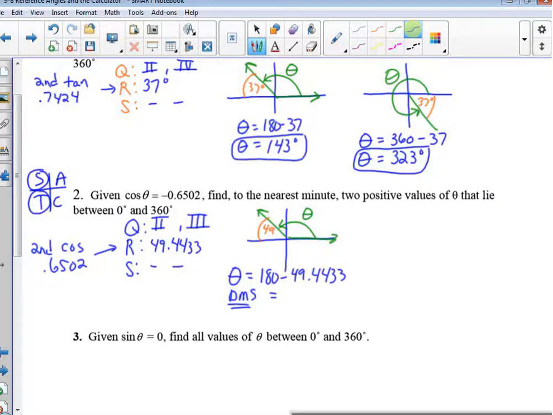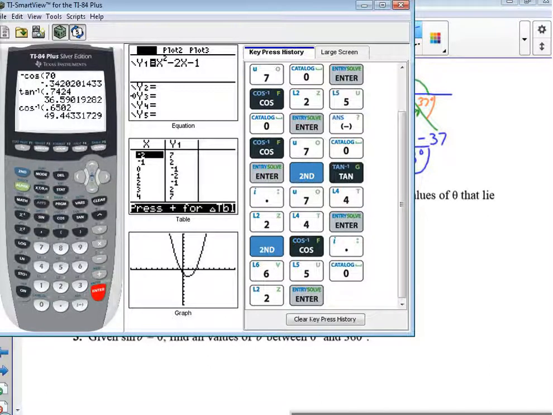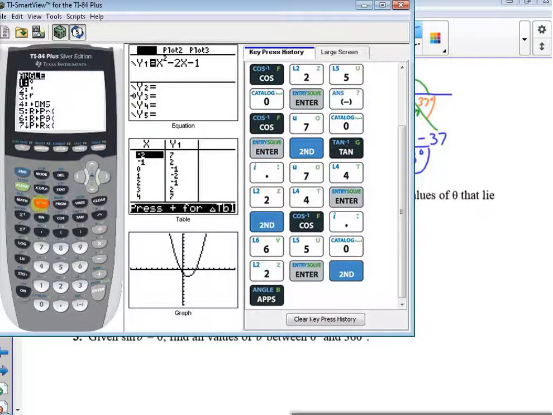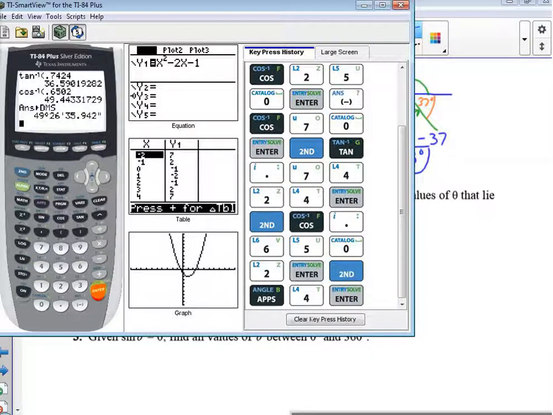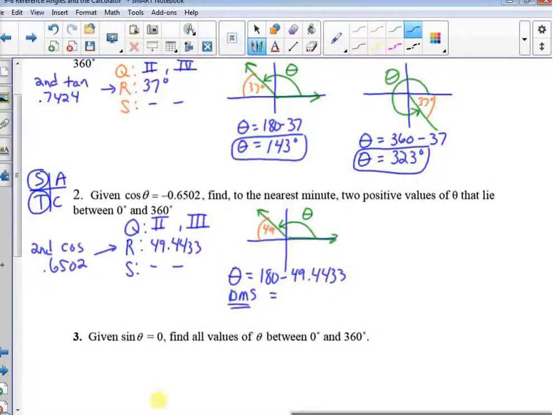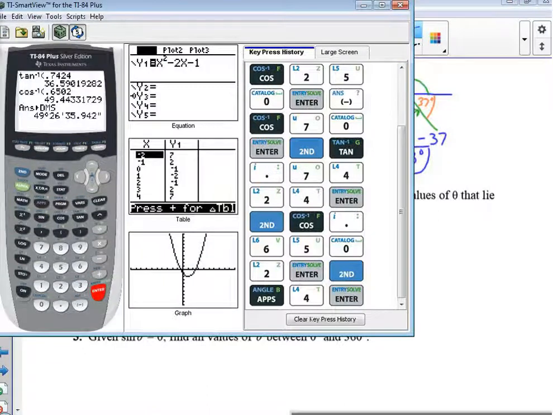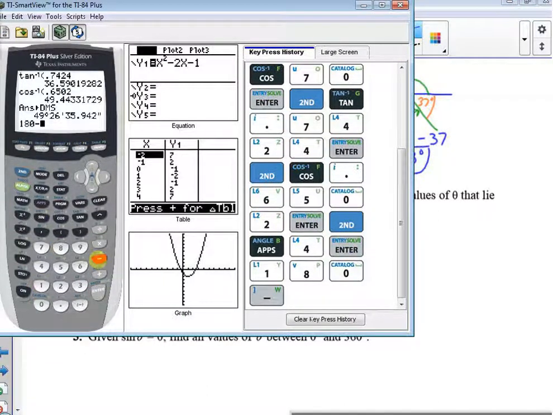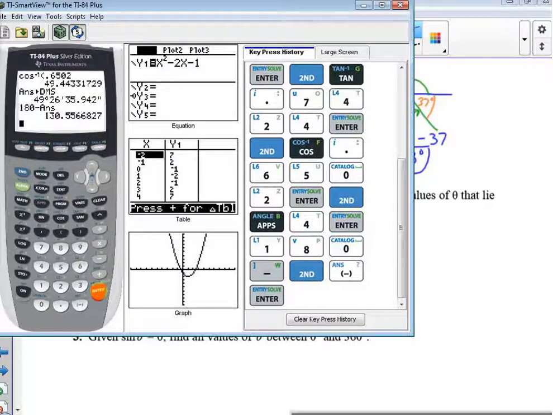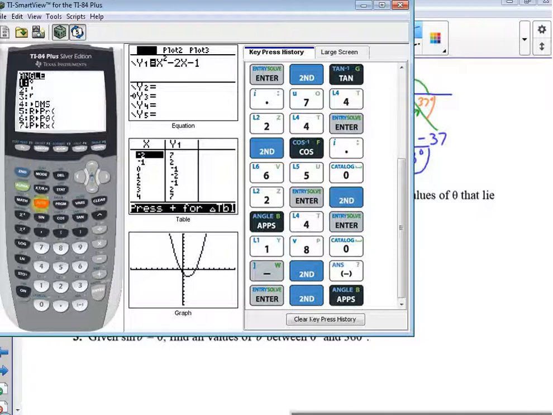And when I do that, I have it already in the display. I'm just going to keep it here. So I'm going to go to second apps, choice 4. And I get 49.2635 about. Oh, I'm sorry. It is 130. I thought maybe I looked at that wrong. Okay, so I have to do 180 minus that. I'm sorry, I messed that up. I should have just done 180 minus 49.44331729. And now I want to go to second apps. Sorry about that. Choice 4.